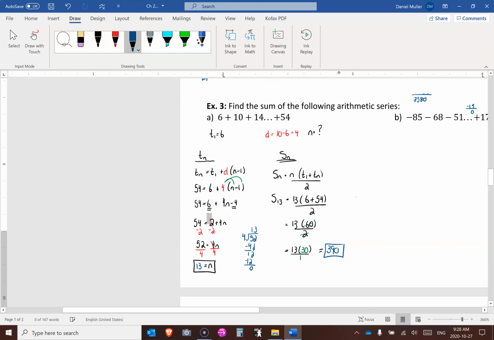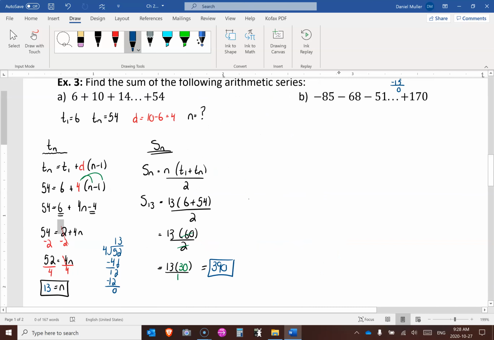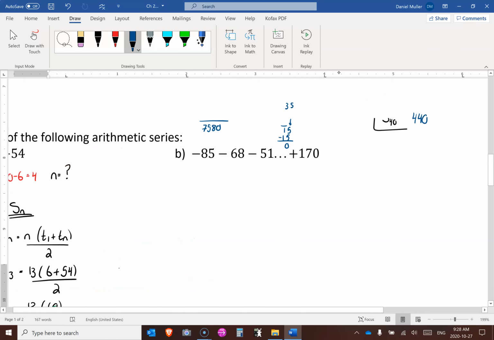So I'll zoom out here in case you want to take a look at this. And we can now go on to the next one.